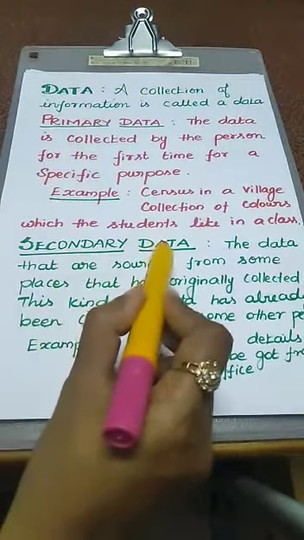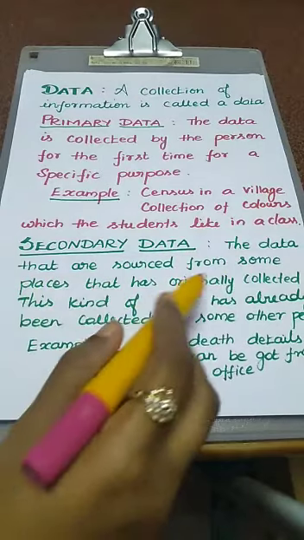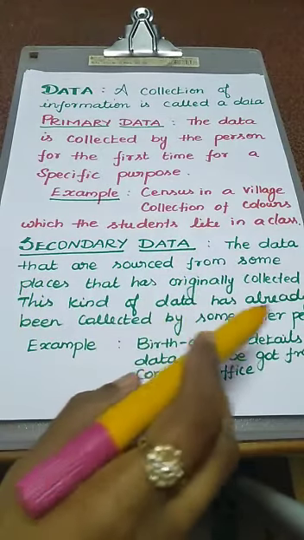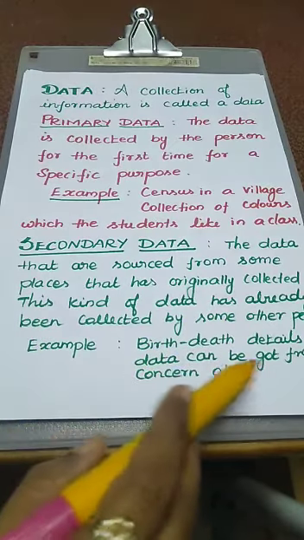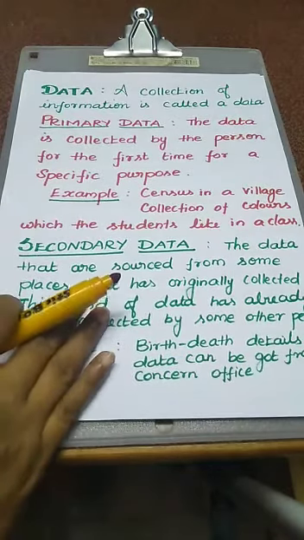The next one is secondary data. The data that are sourced from some places where it was originally collected. This kind of data has already been collected by some other persons. Example, birth and death details data can be got from the concerned office. This is an example of secondary data.